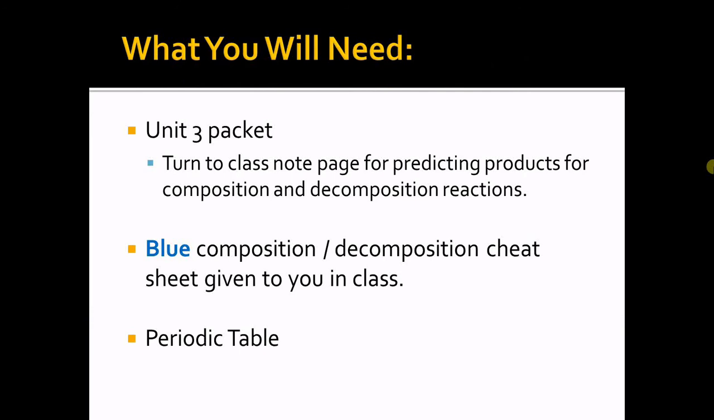Some of the stuff you're going to need to do this, obviously Unit 3 packet. So you want to turn in that Unit 3 packet to whatever page you need to. It should say Predicting Products for Composition and Decomposition Reactions at the top. You want your blue comp-decomp cheat sheet that I gave you guys in class as absolutely a necessity here. You guys are always going to get to use that on tests or quizzes, so you want to get used to using that at all times. And then finally, your periodic table would be helpful as well.